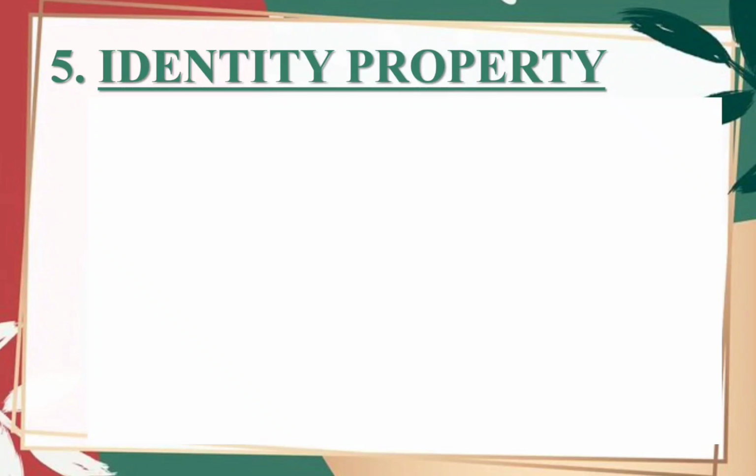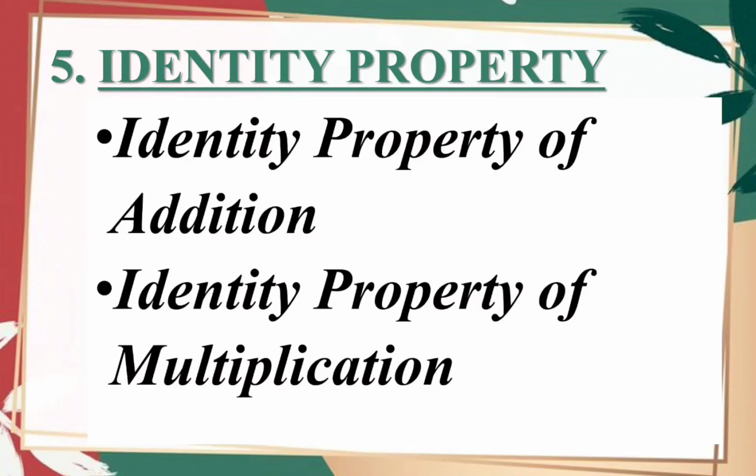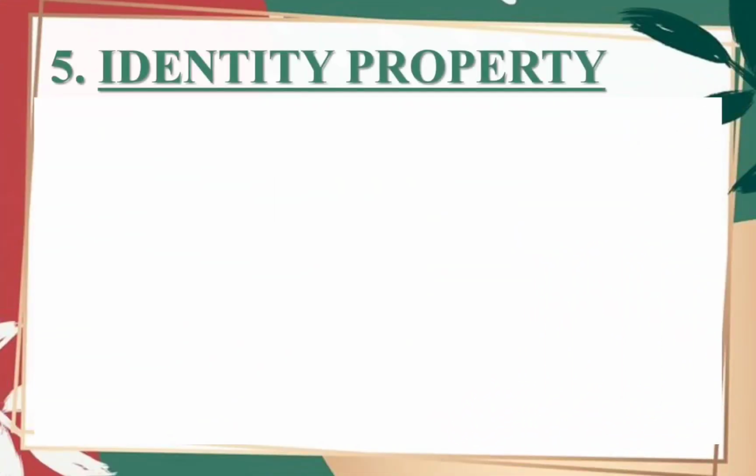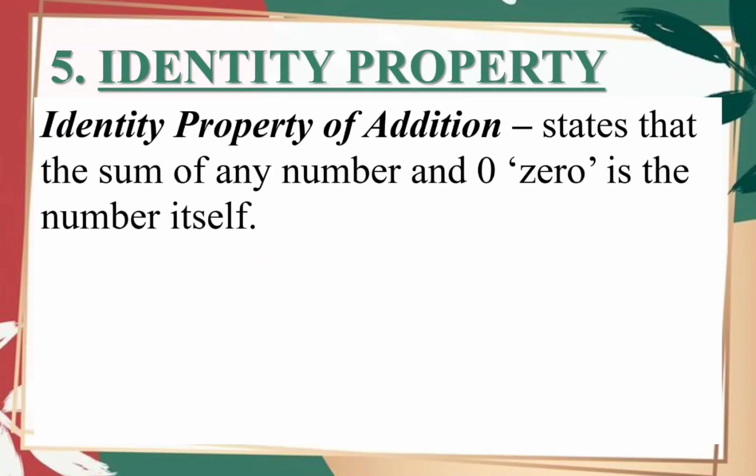Let us now have the fifth property of the operations on integers. This is what we call the identity property. So we have the identity property of addition and identity property of multiplication. Let us first have the identity property of addition. It states that the sum of any number and 0 is the number itself.